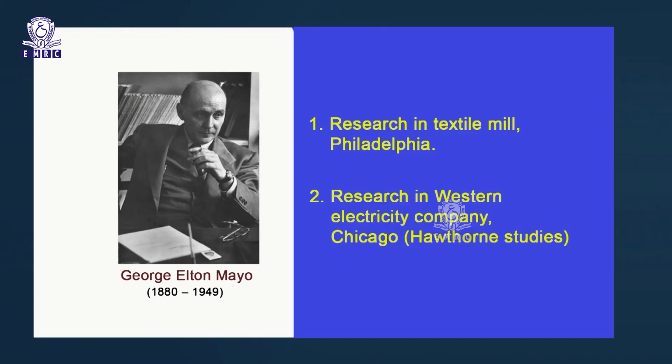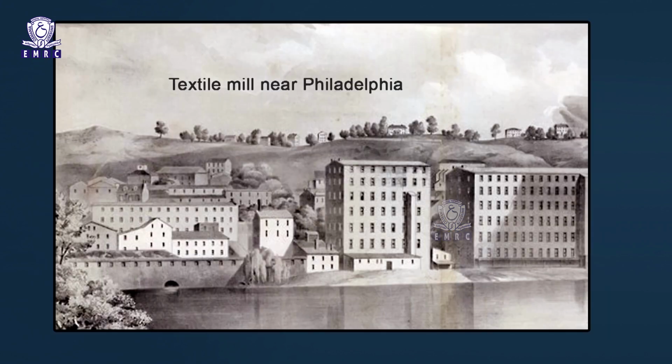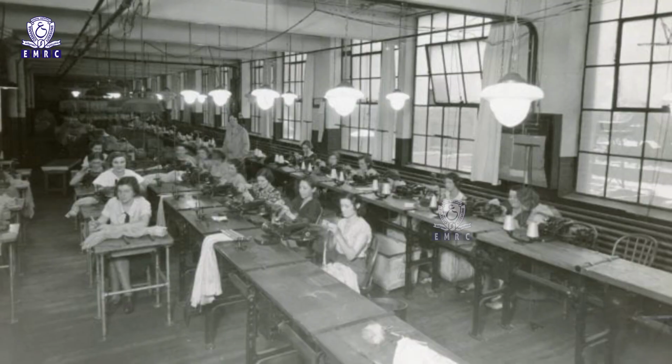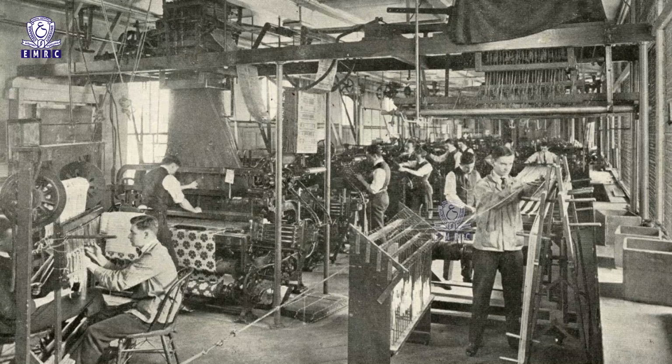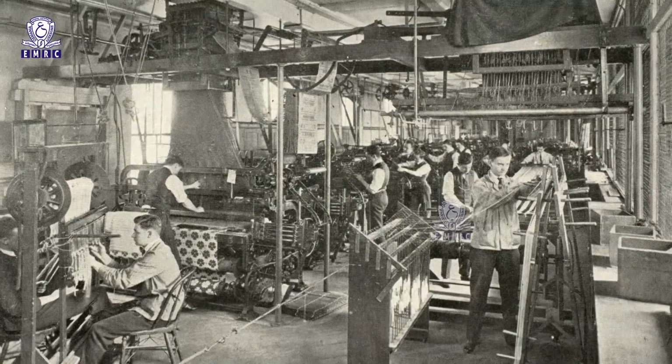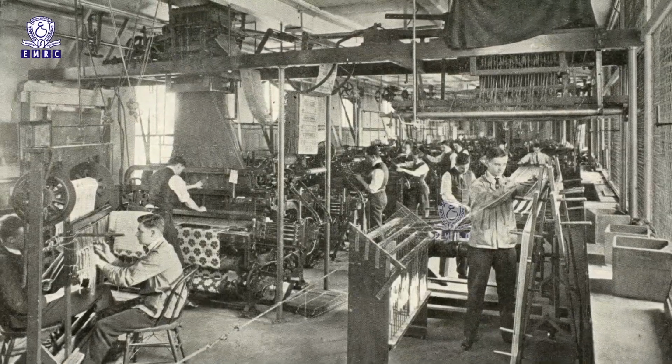His two among many important researches were research in a textile mill near Philadelphia, and research in Western Electricity Company, Chicago, the Hawthorne studies. The textile mill near Philadelphia was a model organization with all facilities for workers, and was well organized. The employers were highly enlightened and humane. The labor personnel faced problems in the mule spinning department of the mill.